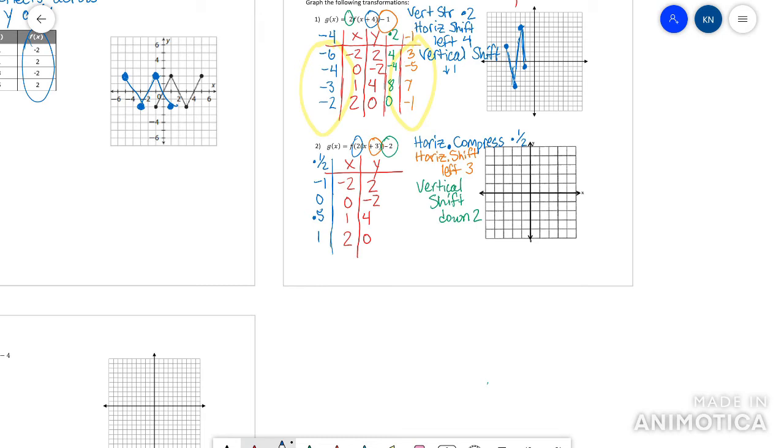Now the next one would be that +3. This +3 in the middle, that's inside, so it affects the x. So it's going to go on the x side here of my table. And remember, if it's inside, it lies to you. So do the opposite of +3 and do a -3. So in my table, it's going to look like this.